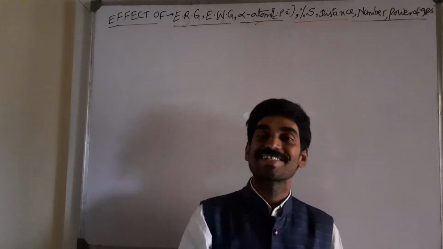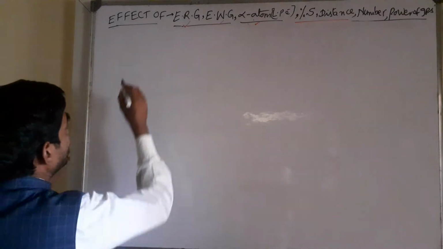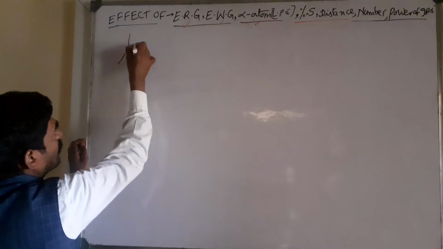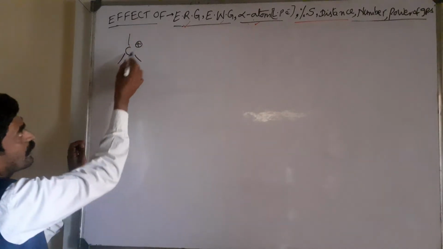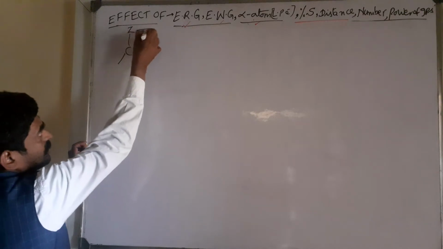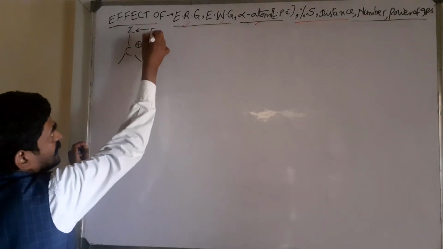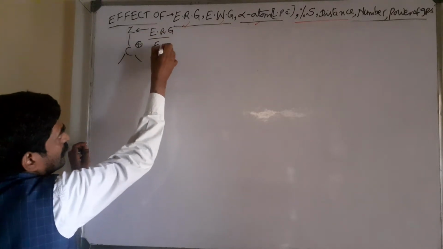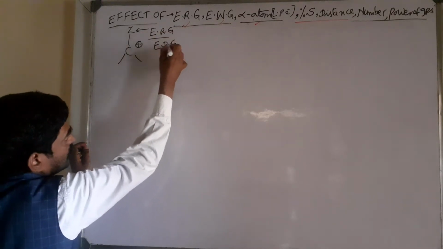Okay, let's start now. Take a carbocation, a carbon carrying positive charge. So 3 covalent bonds, 6 electrons, and here some Z atom is there, some Z. What is that Z? It is an electron releasing group or electron donating group.